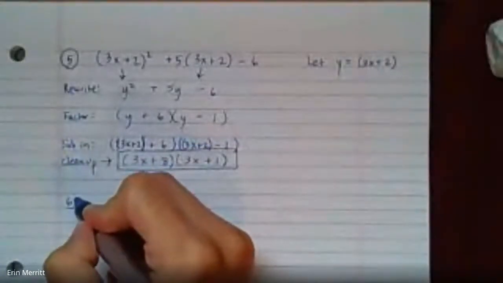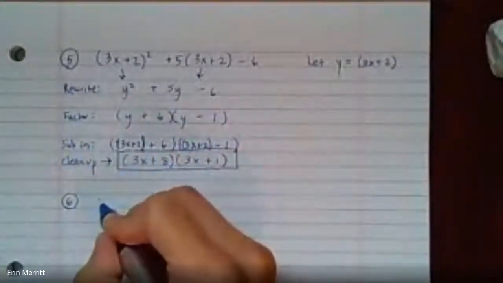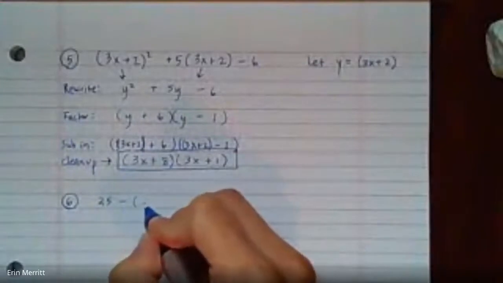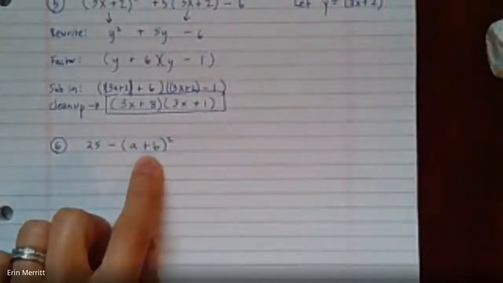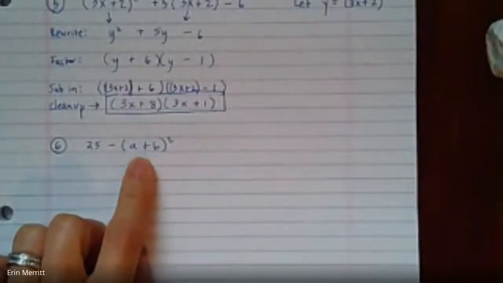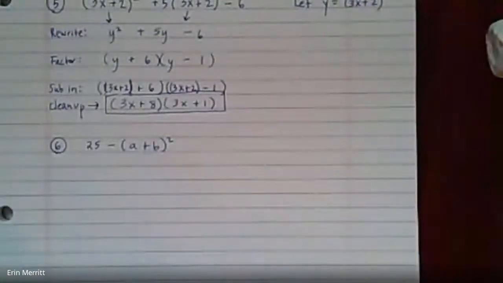So last one here, we got 25 minus a plus b squared. All right, same directions. You're trying to factor it. So again, I don't want to multiply this thing out. That would be work that's not needed. Even though there's only one expression in parentheses, the fact that we see something in parentheses, immediately let that be code for I'm going to use a dummy variable.